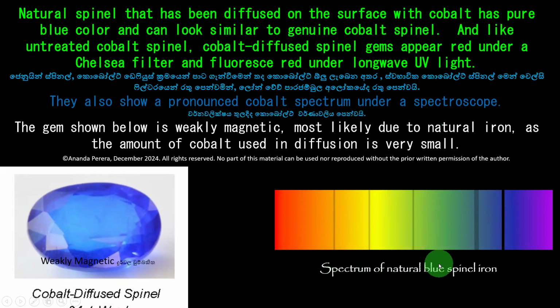This is the spectrum of natural blue spinel iron. The gem shown below is weakly magnetic, most likely due to natural iron, as the amount of cobalt used in diffusion is very small. In this diffusion, the amount of cobalt is very small, but the natural iron inside is more, so it attracts the magnets.